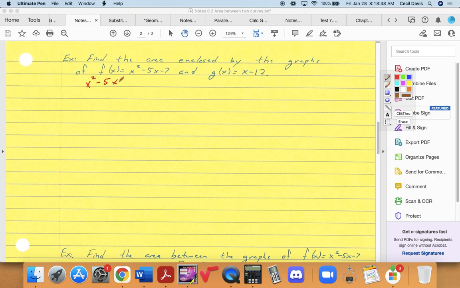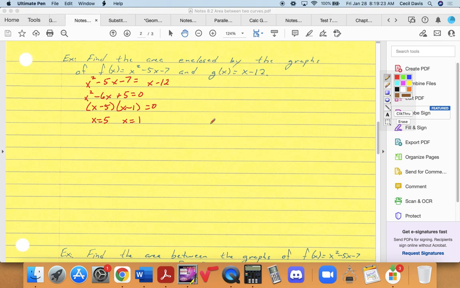So x squared minus 5x minus 7 is equal to x minus 12. So that'd be x squared minus 6x plus 5 is equal to 0. Oh, hey, isn't that nice? x minus 5 times x minus 1 is equal to 0. So either x equals 5 or x equals 1. So that's where these two intersect. They intersect at x is 1 and at x is 5.